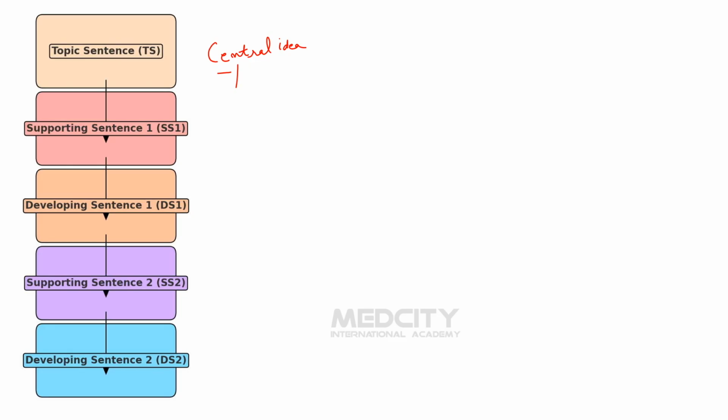It acts like a window to the paragraph, and that central idea should be written in such a way that it generates interest in the reader to read further. And that central idea, the initial sentence in a paragraph, we call the topic sentence. I'll show you an example.